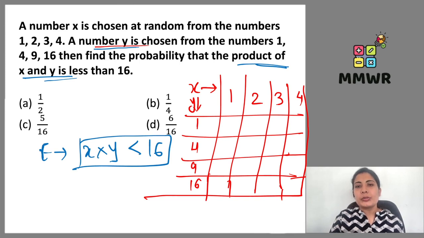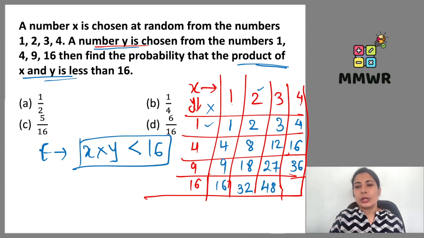So here I am going to take the products. 1 multiplied by 1 is 1, 1 times 2 gives me 2, 1 3s are 3, 1 4s are 4. 4 1s are 4, 4 2s are 8, 4 3s are 12, 4 4s are 16. 9 1s are 9, 9 2s are 18, 9 3s are 27, 9 4s are 36. 16 1s are 16, 16 2s are 32, 16 3s are 48, and 64 for 16 times 4.